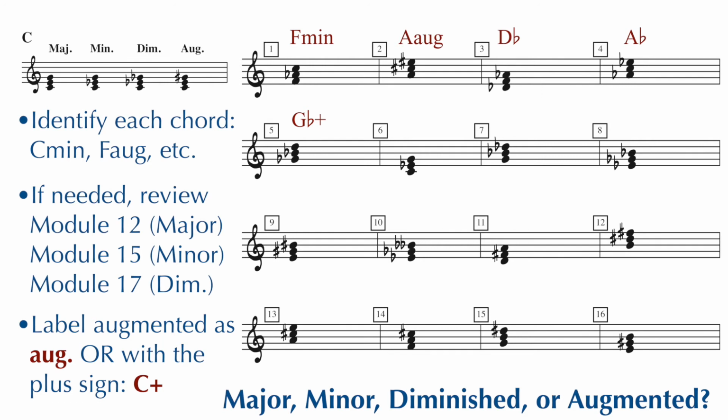Number 6, C, E flat, G is a C minor chord. C going up to G is a perfect fifth, C going up to E flat is a minor third. Number 7, G, B flat, D flat is G diminished.